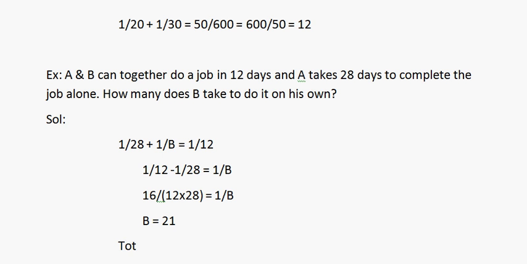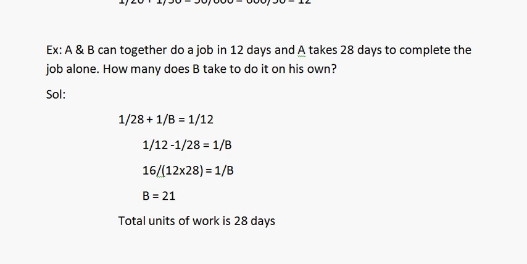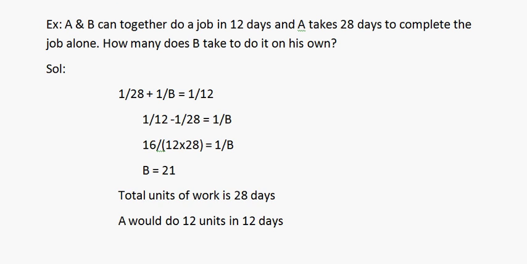So let's assume the total units of work is how much? We can assume it as 28 days, right? Now if A and B are working together, they can complete it in 12 days. If total unit of work is 28, how many units does A cover in 12 days? So A would do 12 units in 12 days, right? So these many units are done by A.